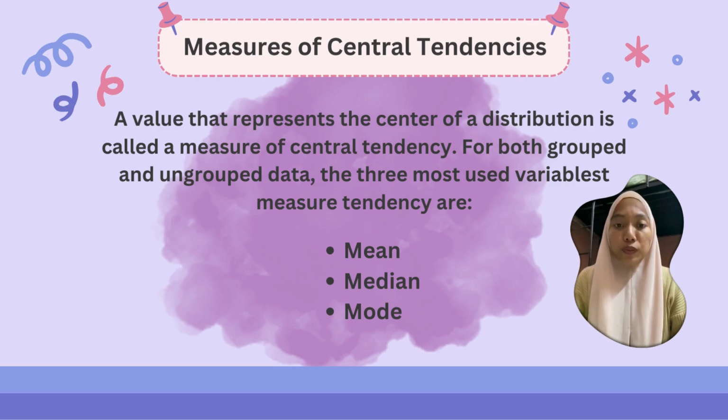Okay, now I want to present about measures of central tendency. A measure of central tendency, a value that represents the center of a distribution, is used for both grouped and ungrouped data. The three most used measures of central tendency are mean, median, and mode.